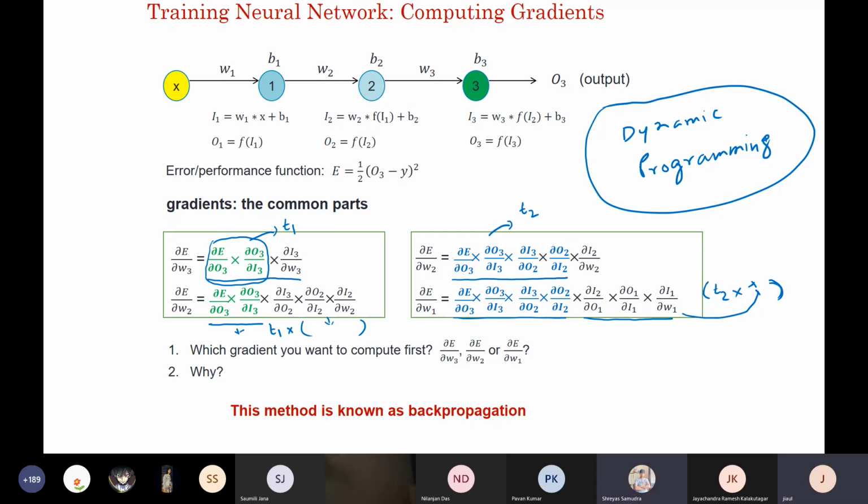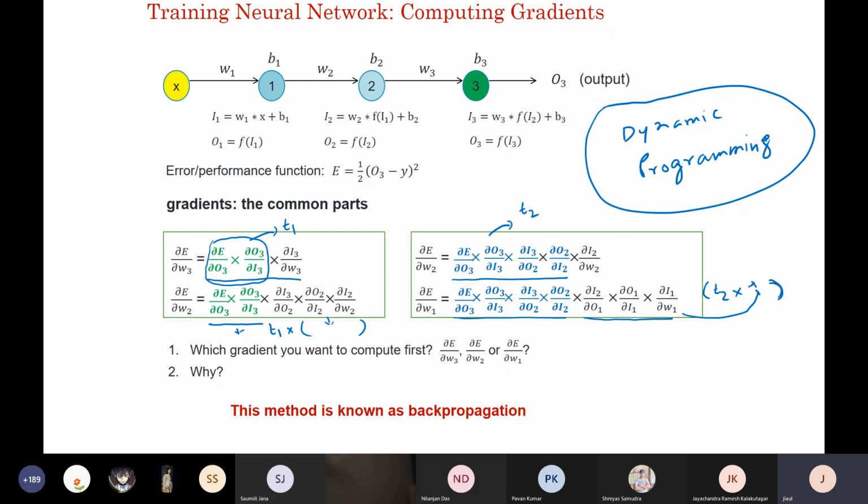Sir, yeah, go ahead. So as we have computed the expressions for del E, del W3, del W2, similarly we will do it for del E, del B3, B2, B1, right? Exactly. Similar way, you just manipulate this expression. The expressions for del B1, B2, B3 are relatively simpler because you do not have this coefficient involved there.